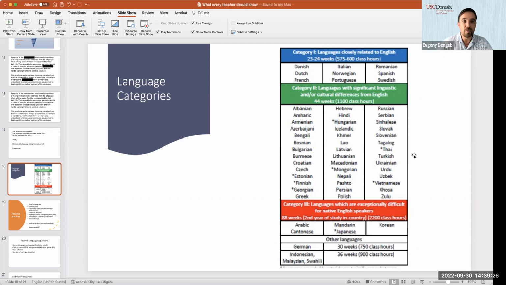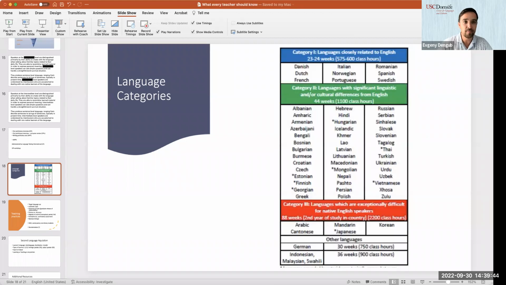A lot of people refer to these categories. A lot of people say, oh, you know, we're teaching a category 2 language, or yours is category 4, and so on. I have to say that I have issues with these categories.